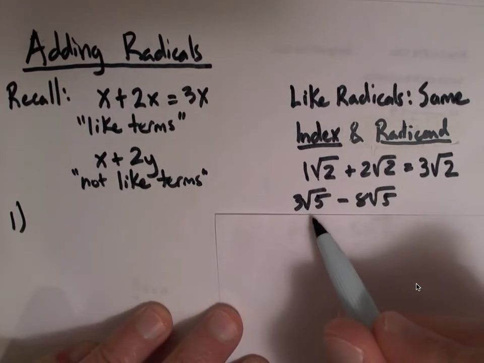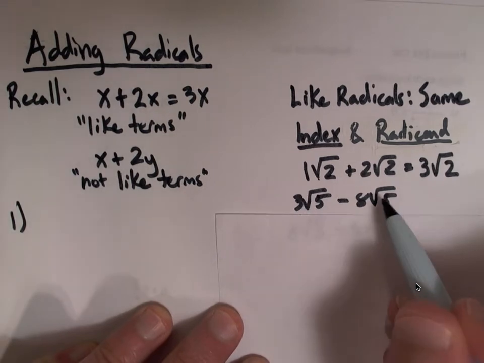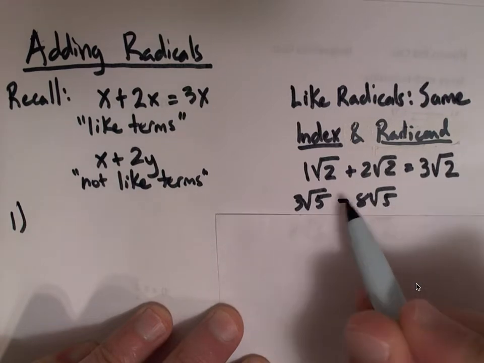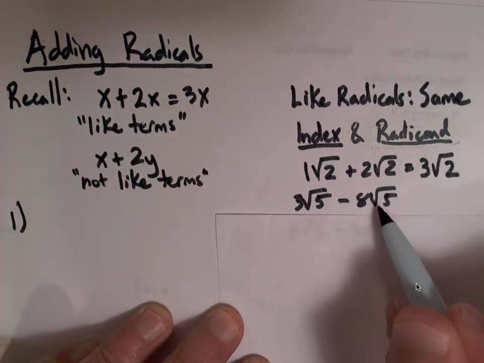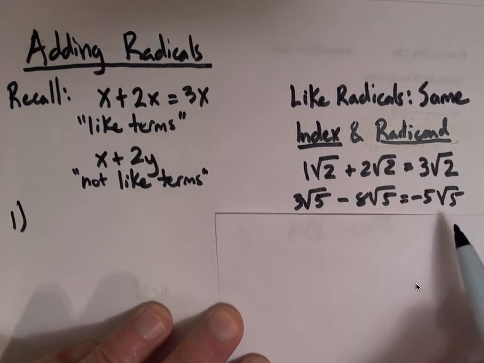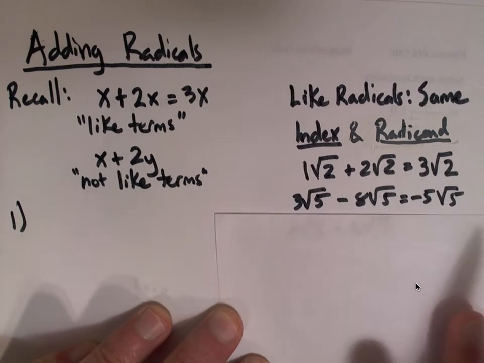Let's see. I've got square root here, it's both 5s. These are like radicals. I've got 3 root 5s here. I take away 8 root 5s, so I start with 3 root 5s. I take away 8 root 5s. I am left with negative 5 root 5s. So I've got like radicals again.